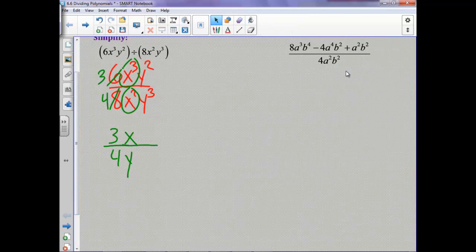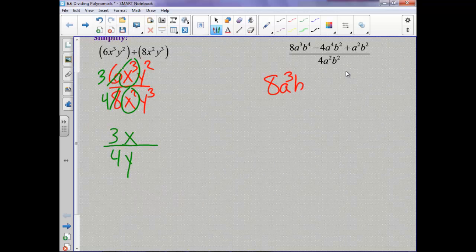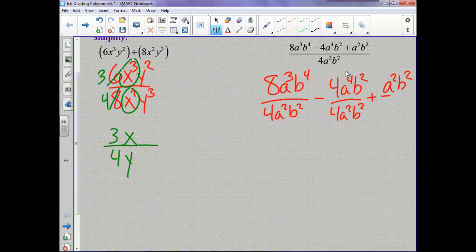Now if we have this problem, we can rewrite this because it's everything in that numerator that's getting divided by the denominator. So we can rewrite this as 8a cubed b to the 4th over 4a squared b squared, minus 4a to the 4th b squared over 4a squared b squared. And then this last one. Notice that denominator's just broken up into all of them. Just like now, if we wanted to go the other way, there's a common denominator, so you can add your numerators. It follows that same logic.